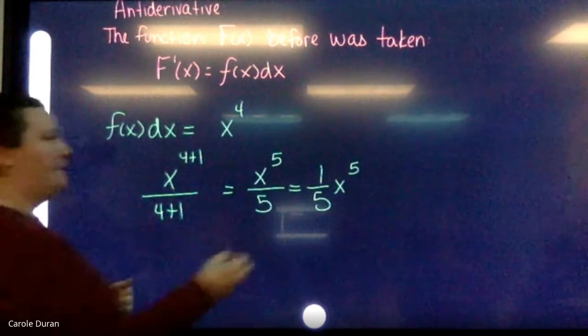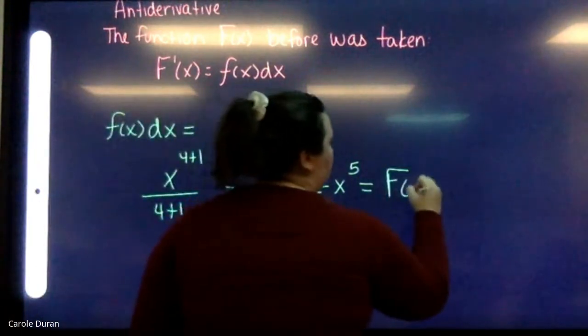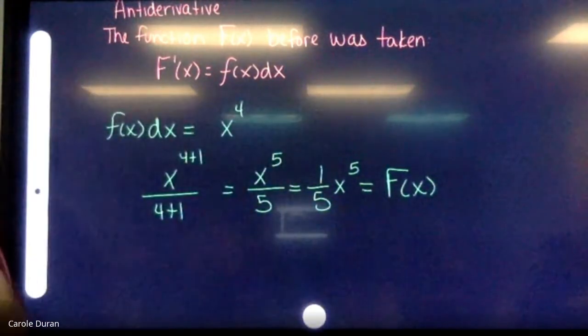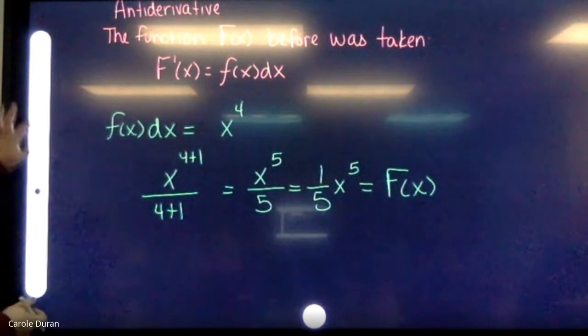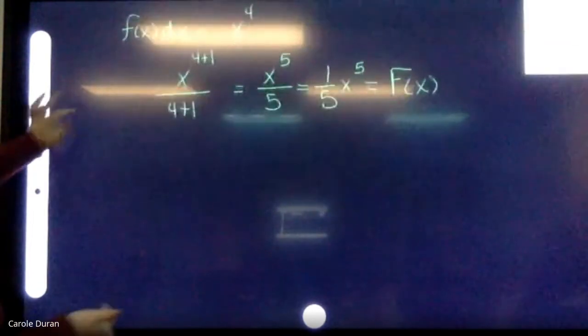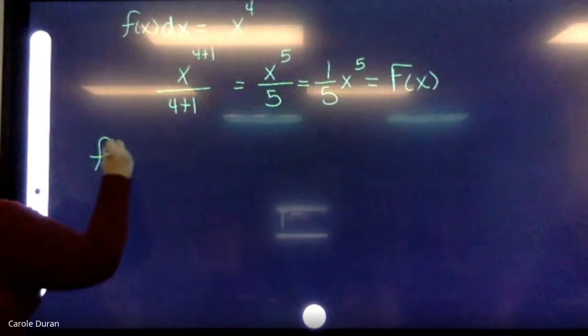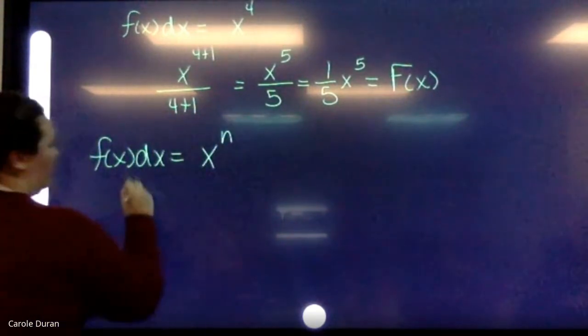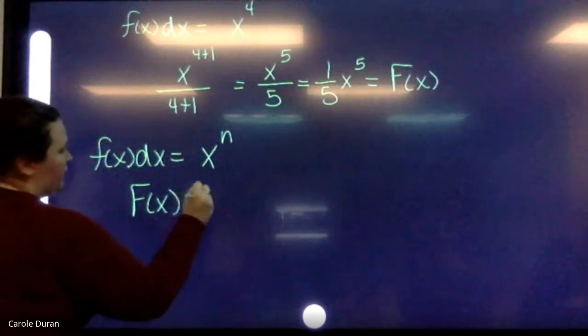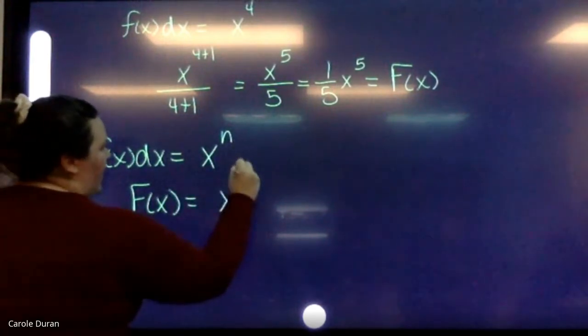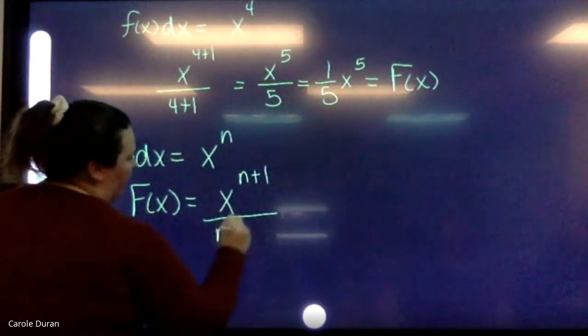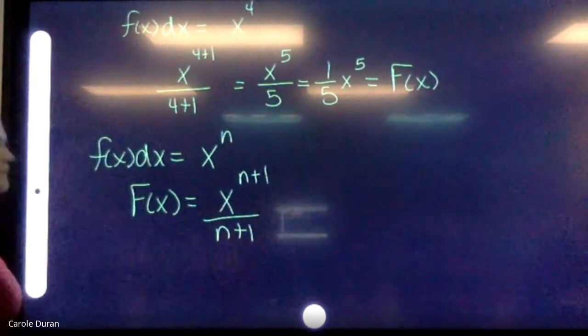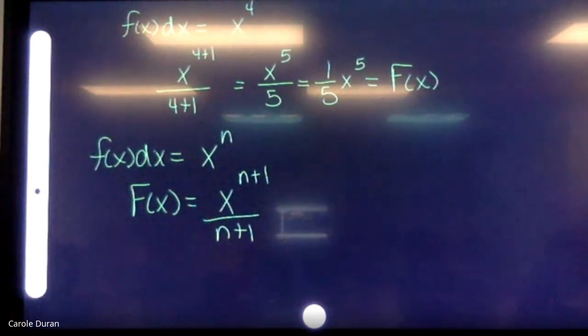Okay? And that's my original function. So if you wanted to write a generic rule for this, we would say that if my little function f of x dx was equal to x to the nth, then f of x, which is my original function, would be equal to x to the n plus 1 divided by n plus 1. That only works when I have just a power function happening here. So just an exponent derivative change.